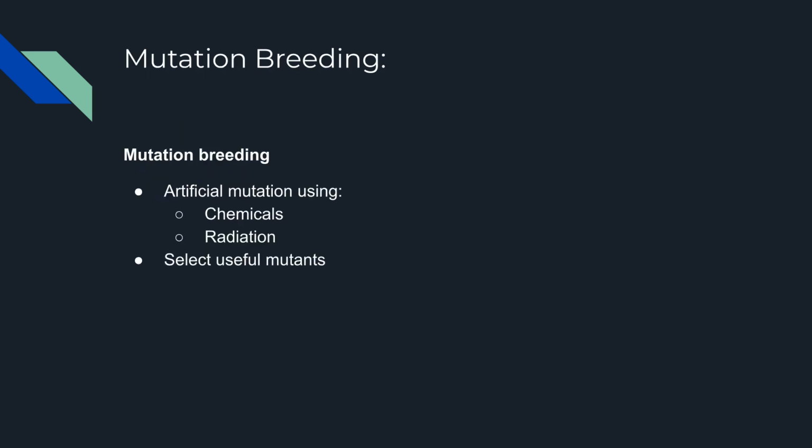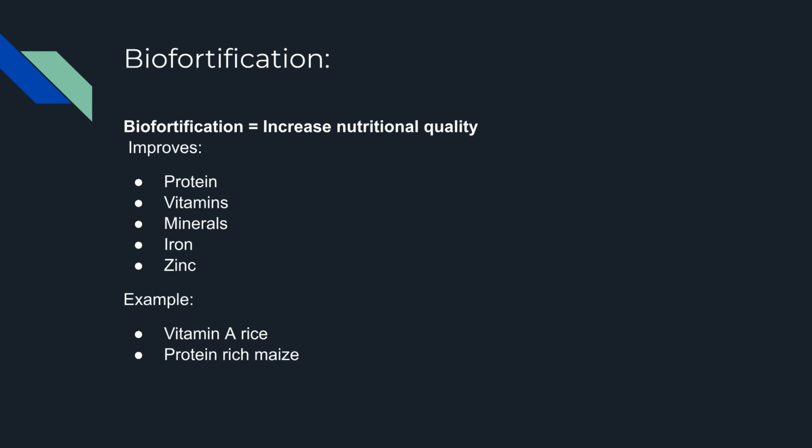Mutation breeding involves artificially inducing mutations using chemicals or radiation, followed by selecting useful mutants. This technique helps in generating new desirable traits in crops. Biofortification is the process of breeding crops to increase their nutritional quality. It improves the content of protein, vitamins, minerals, iron, and zinc. Examples include vitamin A-rich rice and protein-rich maize.